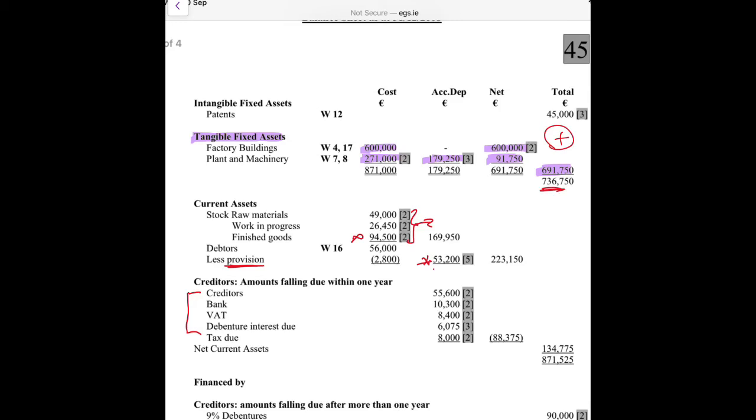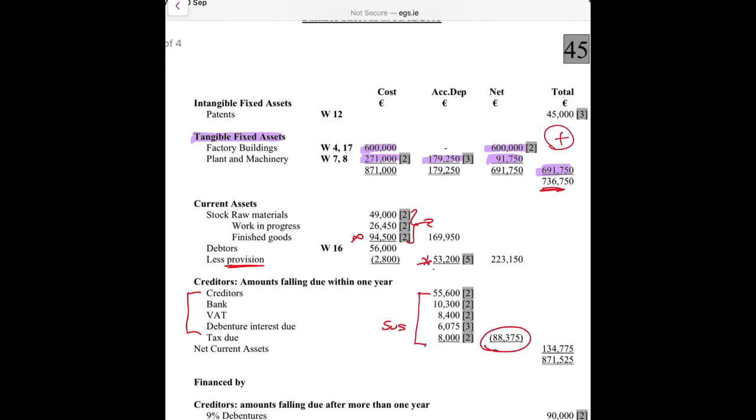That figure there is coming straight from the trial balance, okay? You're getting 2 marks for it. VAT also coming straight from the trial balance of €8,400. Your debenture interest due, that's coming from the suspense working, okay? Your tax due, that's coming straight from the workings. Well, you didn't actually need to do a working for it, but you need to pay that tax, okay? That's your corporation tax of €8,000. You're adding these 5 things together, and that's giving you 88,375.